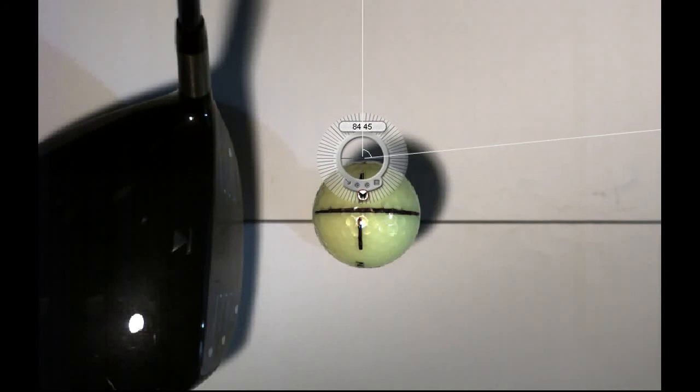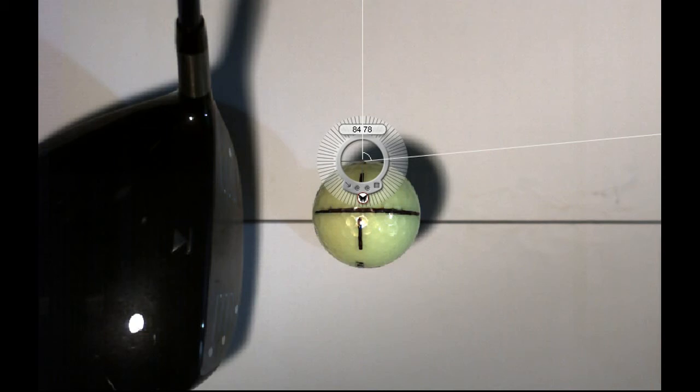Okay, so we got a close-up of impact here. This is using a Photron camera at 25,000 frames a second. The HMT unit said we had an azimuth of about 5.2 degrees, so I'm just going to put that on 5.2, which if you subtract 90 away from 5.2 you get 84.8.